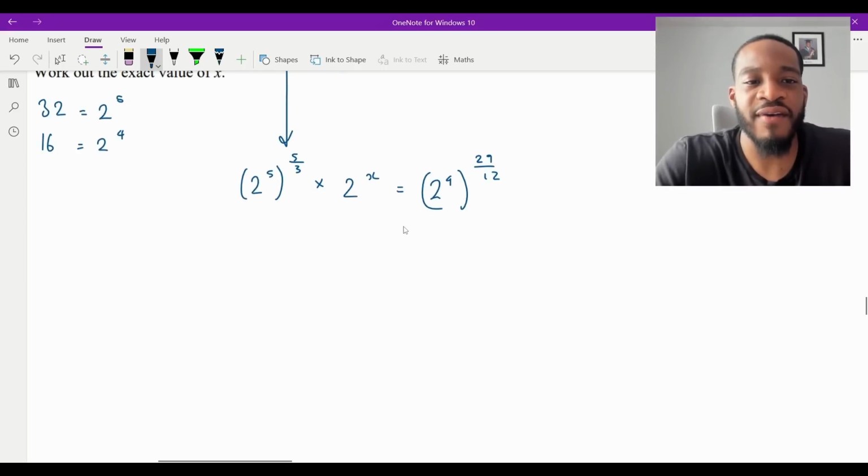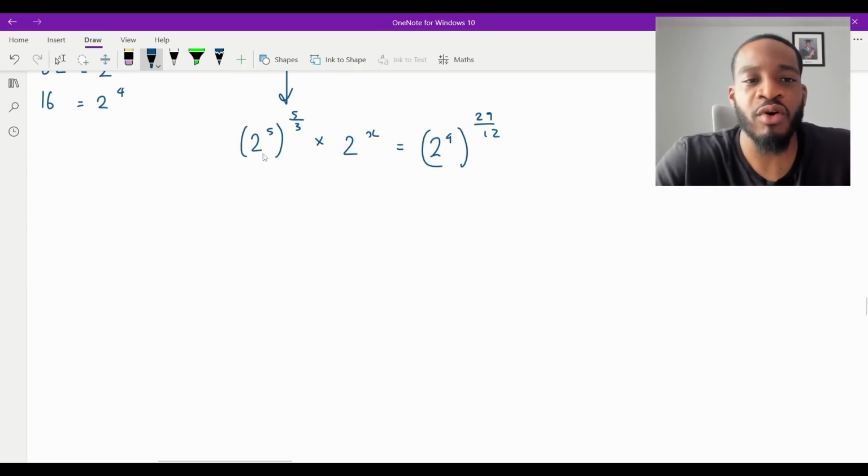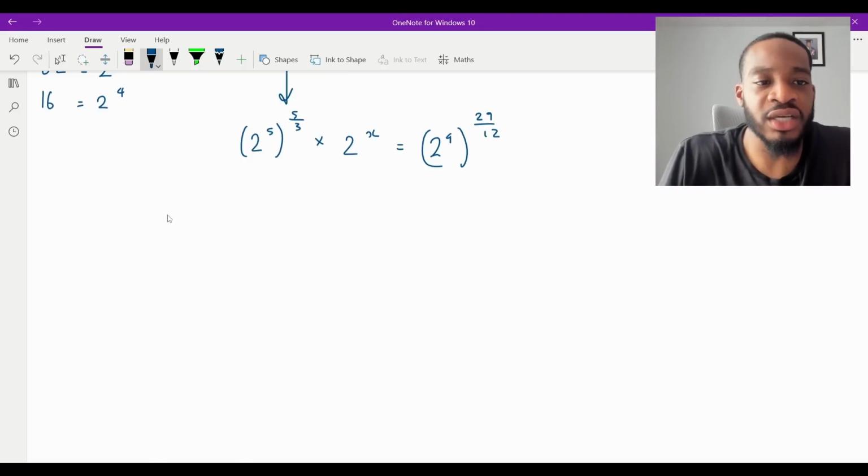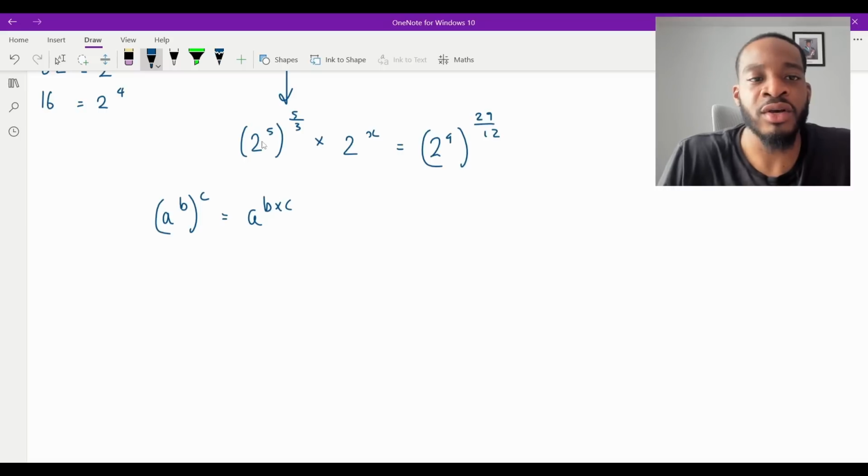Because we've got one base and multiple powers, it's a power of a power, so we can use our index law. What does our index law say about a power of a power? A to the power of b, all to the power of c, means that we just times the powers together. So if I have 2 to the power of 5, all to the power of 5/3, then that is just equal to 2 to the power of 5 times 5 over 3. And what's that equal to?